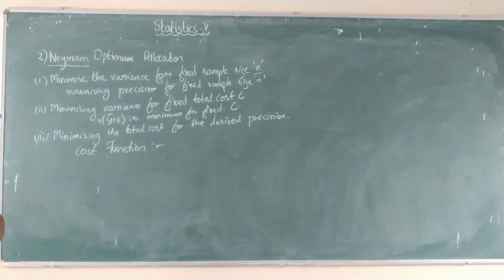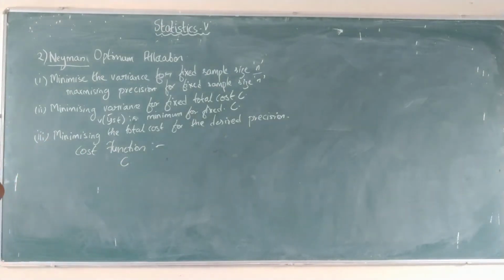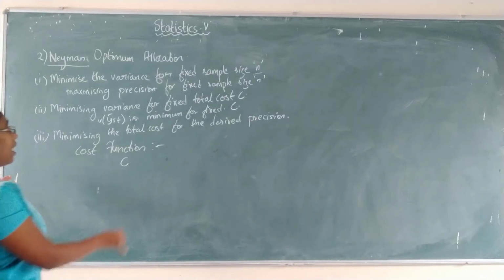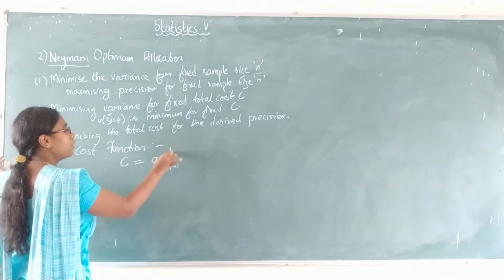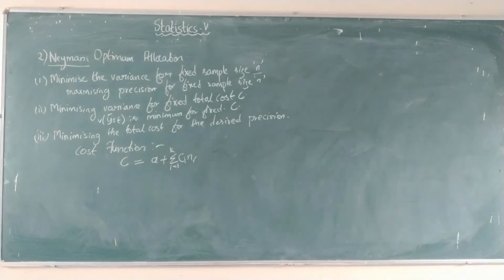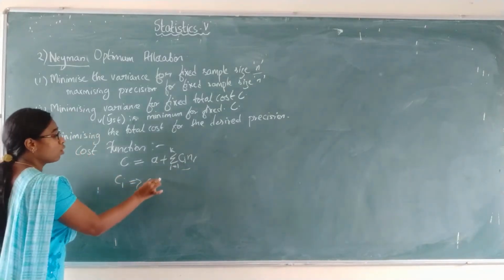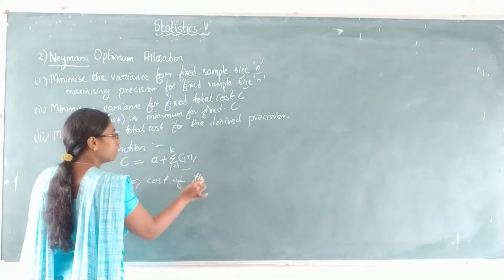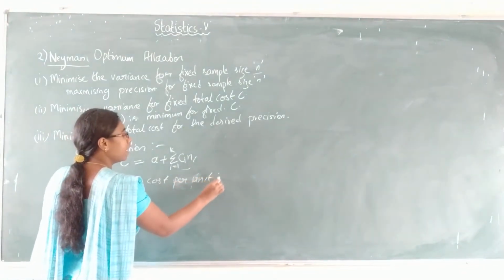So suppose let C be the overall cost function. Then it is given as C equals A plus summation i equals 1 to K Ci Ni. So what are Ci and Ni here? Ni is the sample size we know, and Ci means it is the cost per unit in the ith stratum.